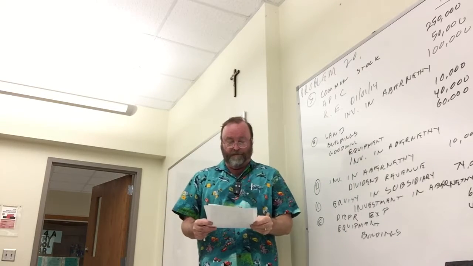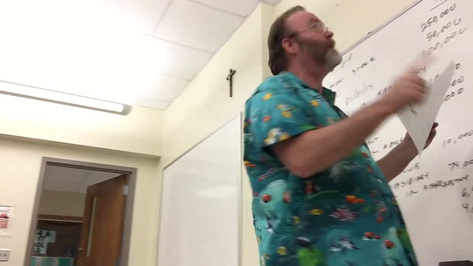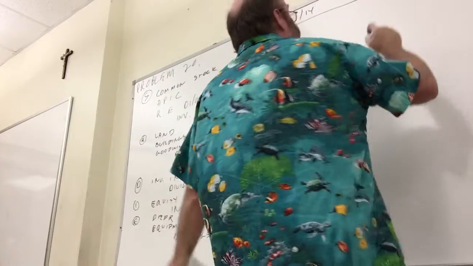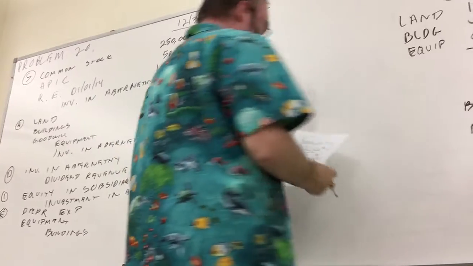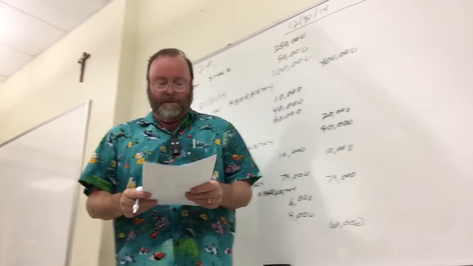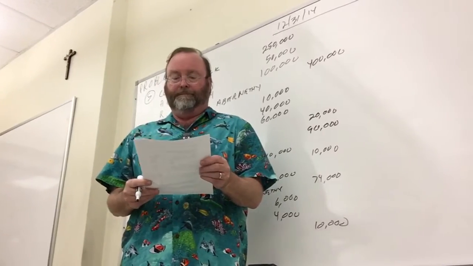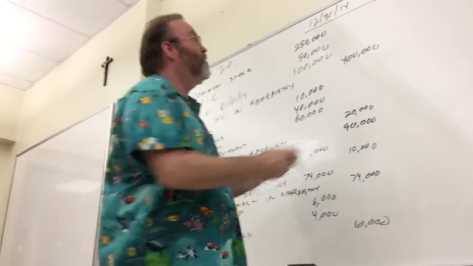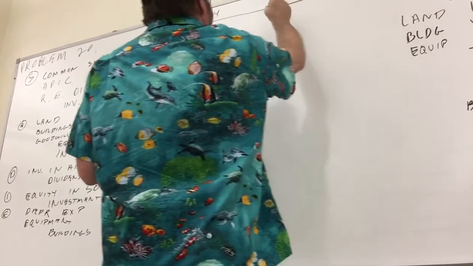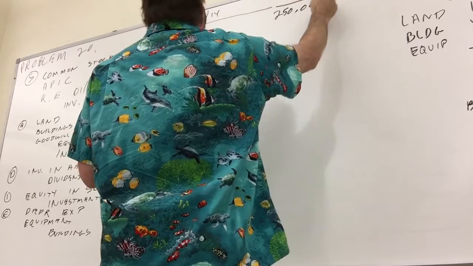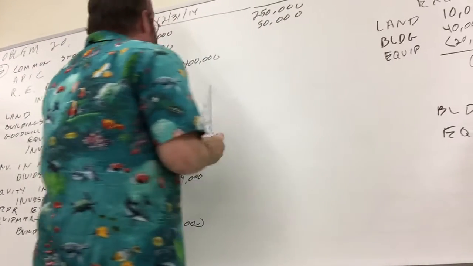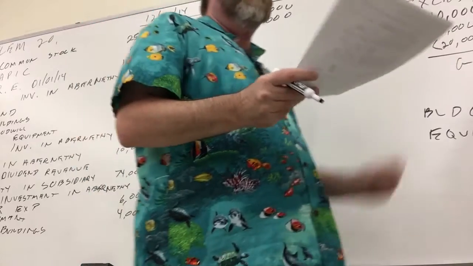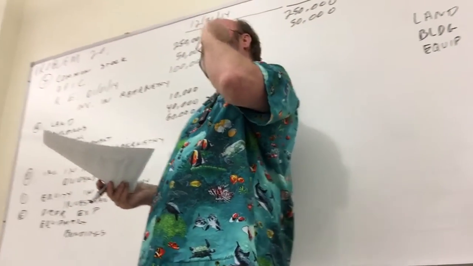So the iPhone's working. All right, so what is going to happen? These same entries, SADIE, are going to be made for 12/31/15. The 250 is going to remain the same. The 50 and additional paid-in capital is going to remain the same. What's going to change with retained earnings? What's the retained earnings balance on January 1, 2015?